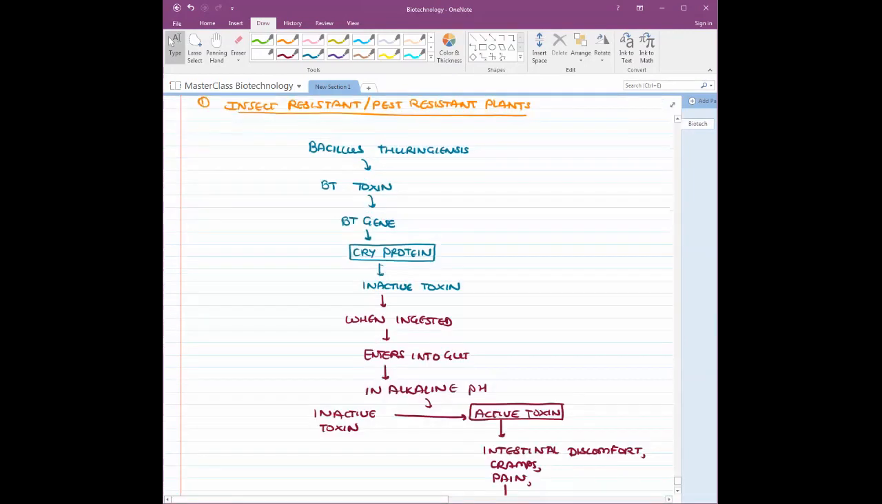But now see, this Bt gene was present in Bacillus thuringiensis. If we want to create a plant out of it, we need to remove this Bt gene and we need to put it.